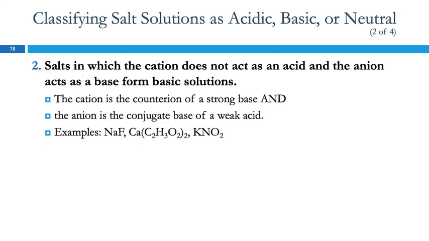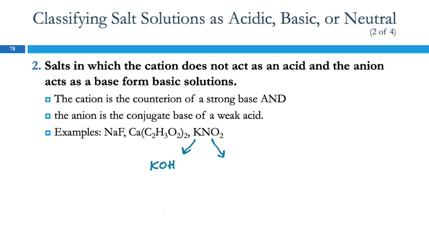What if we have the cation not acting as an acid and the anion is acting as a base? Well, then the solution will be basic. So this will happen when the cation is the counterion of a strong base and the anion is the conjugate base of a weak acid. So let's look at the last one here. Is this the counterion of a strong base? Well, let's put a hydroxide on it. Oh yeah, that's a strong base, metal hydroxide.